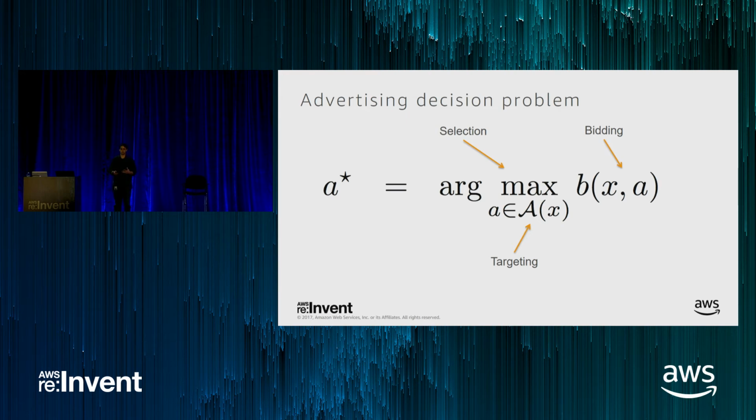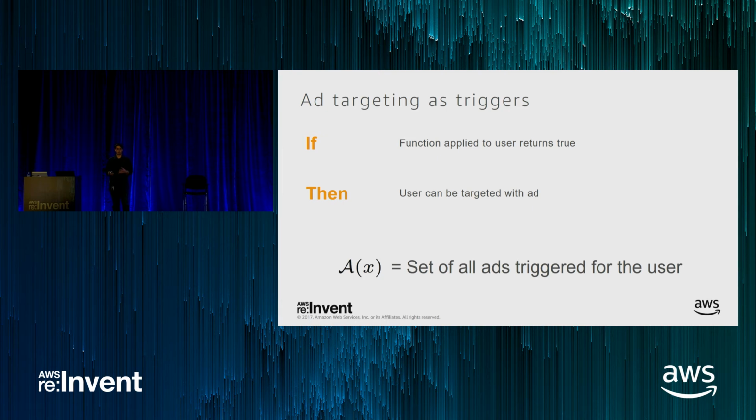In order to understand what targeting is, we're going to dive a little bit deeper into what that looks like. I like to think of targeting as a set of if-then rules or triggers. You might think of it as a function being evaluated on the request or the context, and if it returns true, then this ad is eligible to be shown. So that function we saw earlier, A of X, would be all the ads that are eligible to be shown for the user. That's all the triggers that return true.